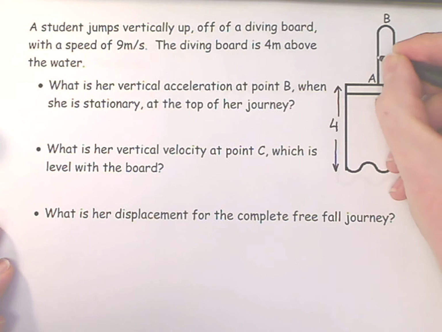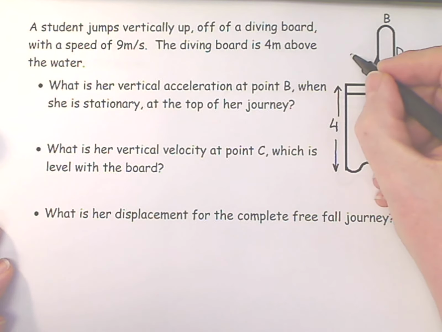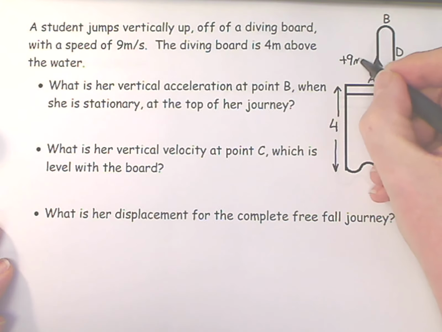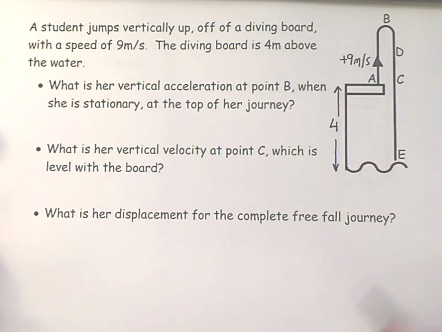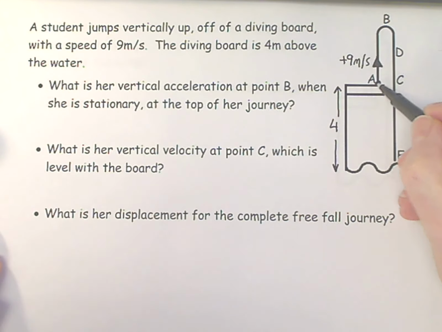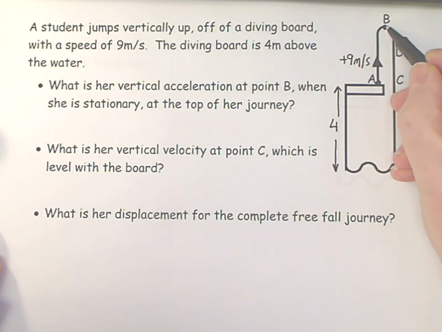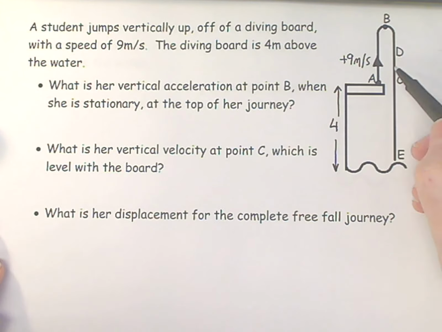And here's the student jumping up with a velocity of plus 9 meters per second. And there's various stages. At point A, they're on the diving board. At point B, she's vertically above the diving board, stopped going upwards, just about to start going downwards. Point D, she's somewhere in between the top part of her journey and being level with the diving board. At point C, she is level with the diving board. And point E, she is entering the water.